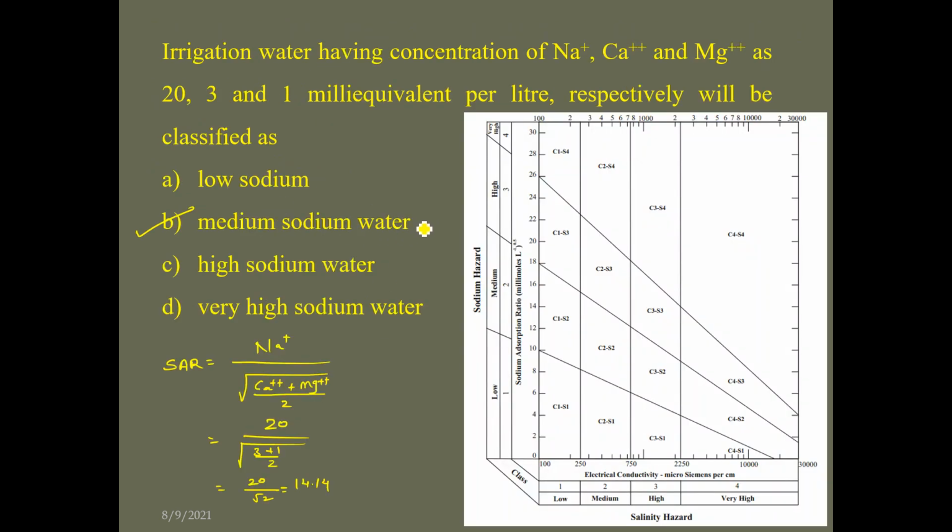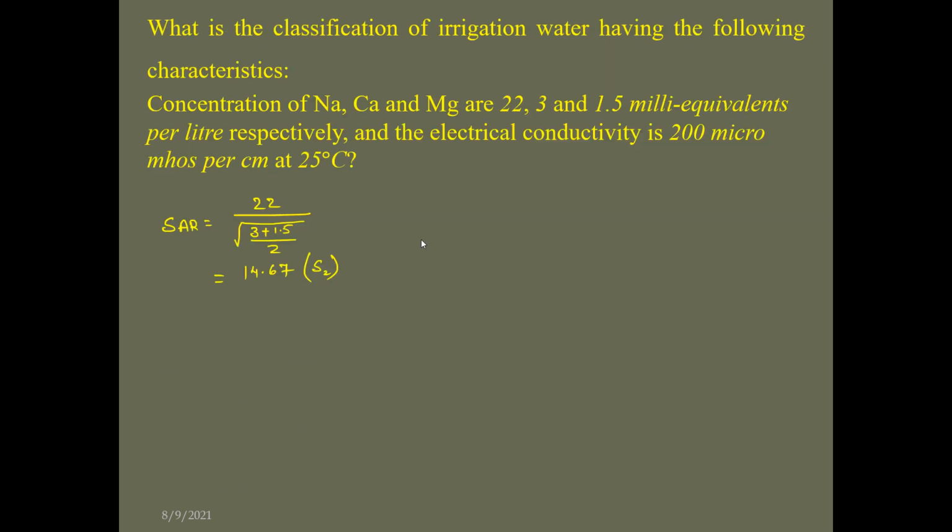This is S1, low sodium means S1, medium sodium water is S2, high sodium is S3, and very high sodium water is S4. So in the previous problem, the water comes under the S2 category. In this question again SAR comes as S2, and electrical conductivity is given as 200 micromoles per centimeter.